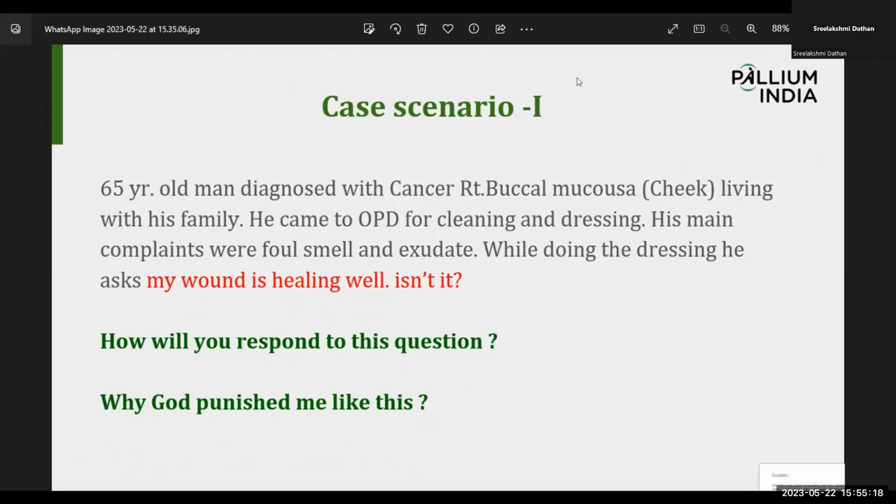A 65-year-old man diagnosed with cancer of the right buccal mucosa, cheek, living with his family. He came to OPD for cleaning and dressing. His main complaints were foul smell and exudate. While doing the dressing, he asks, "My wound is healing well, isn't it?" How will you respond to this question? Why God punish me like this?